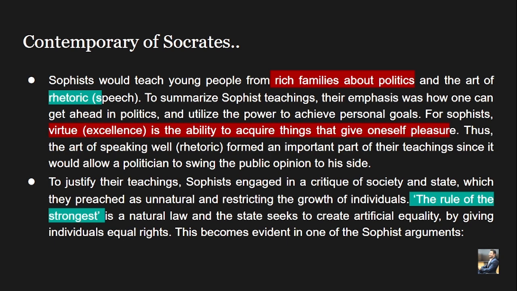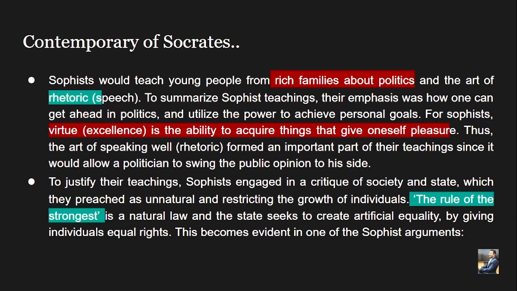They were somewhere influenced by this school of philosophy, that is Sophism. For the sophists, virtue or excellence is the ability to acquire things that give oneself pleasure. So their basic idea is that virtue is the ability to acquire things that give oneself pleasure. Remember the things which are highlighted, guys, and do mention them in the answers. It will also highlight the quality of your answer to the examiner, which will ultimately help you fetch good marks. Thus the art of speaking well, that is rhetoric, formed an important part of their teaching, since it would allow a politician to swing public opinion to his side.